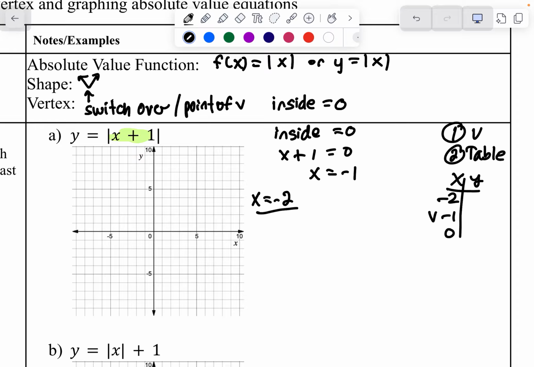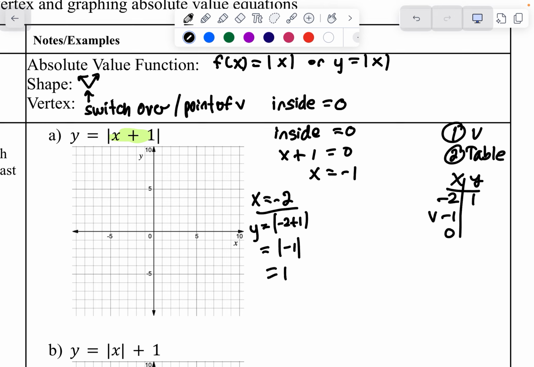If we plug in negative 2, we get y equals the absolute value of negative 2 plus 1, which is the absolute value of negative 1. Now remember, an absolute value is the positive version of the answer. You don't make the pieces positive. It is the positive version of the final answer. So that's why this final answer becomes a 1.